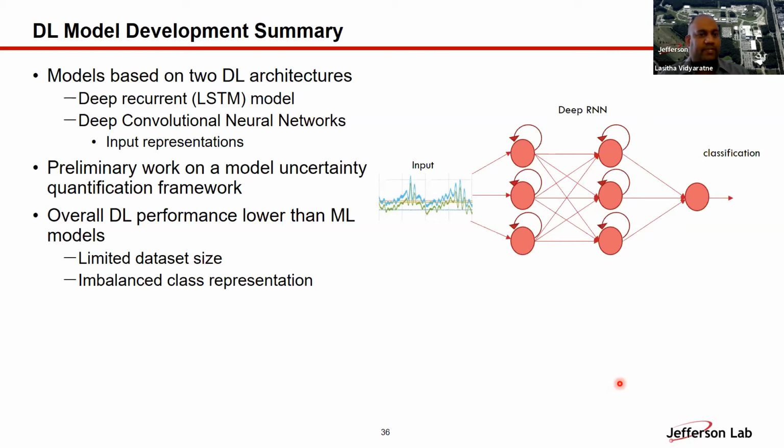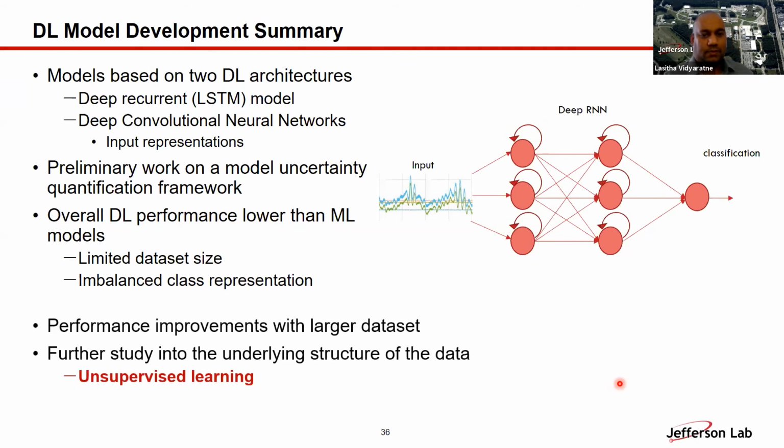We also saw that the overall deep learning performance was a little lower than machine learning models, most probably due to the limited dataset size and imbalanced class representation. And we hope that would not be the case with the larger dataset that we are analyzing right now. So yeah, we expect performance improvements with a larger dataset. We also understand that we need to look into the data more, with further study into the underlying structure of the data to understand the data itself. That should help us build better machine learning as well as deep learning models, which means some unsupervised learning.